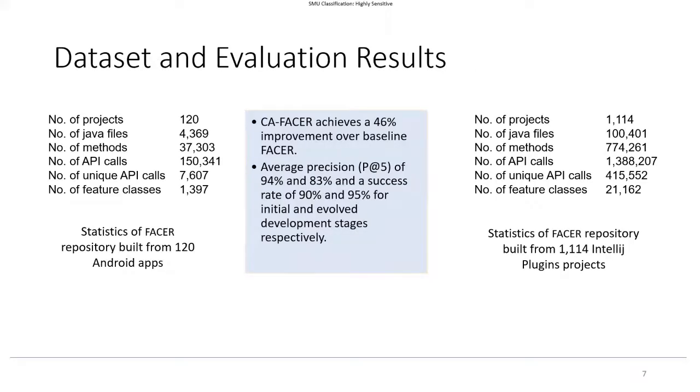We see from our experiments that CA-FACER achieves 46% improvement over baseline FACER. We also have an average precision at 5 of 94% and 83% and a success rate of 90% and 95% for initial and evolved development stages, respectively. We also evaluate the scalability of our approach on a larger collection of 1,114 IntelliJ plugin projects in Java. The bigger repository consists of 21,162 unique feature classes.